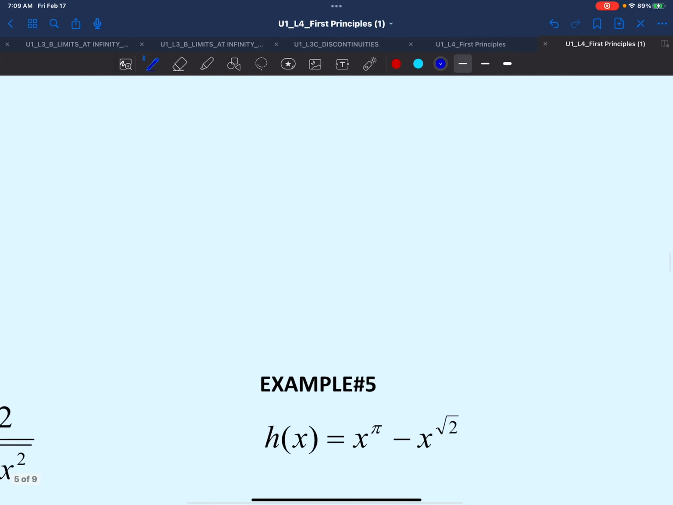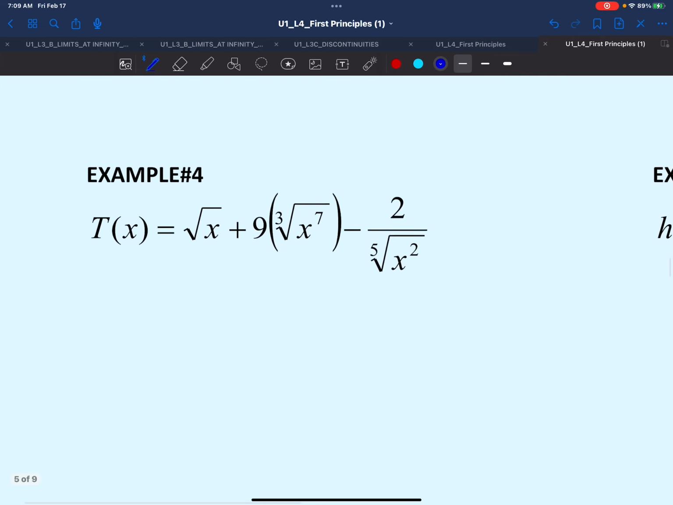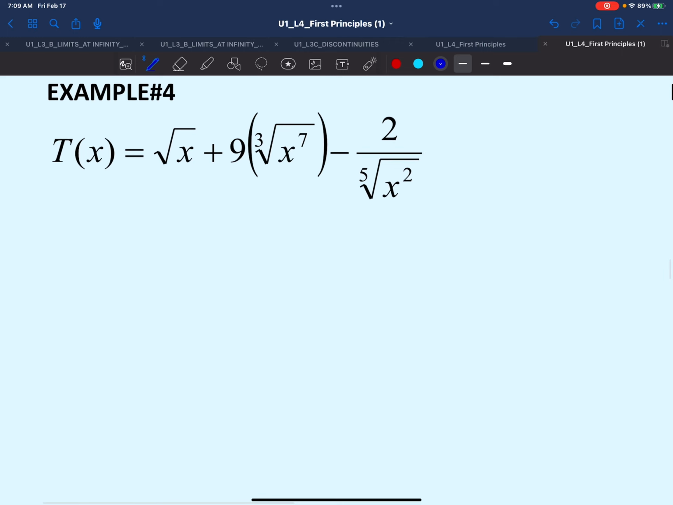So next we're moving on to example number 4. So this looks like a beast equation. And that's not Mr. Beast, by the way. Goodness, how do I know all these things? I don't know.